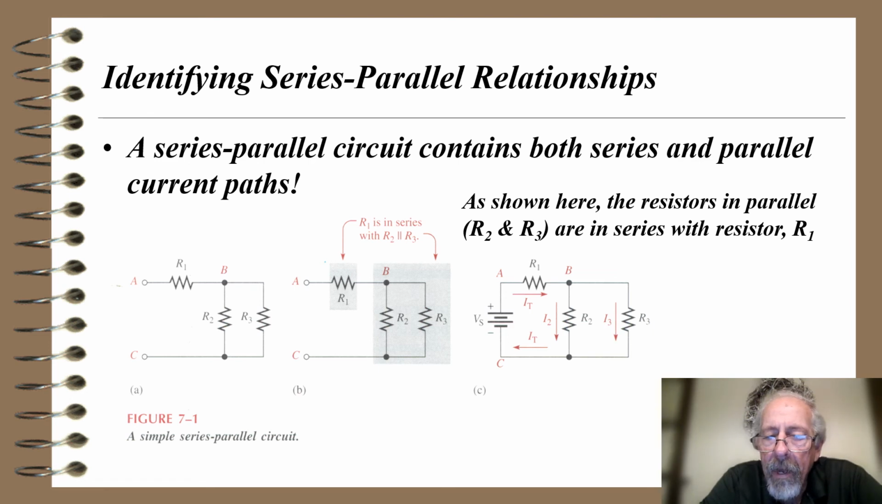It goes through R1. There'll be a voltage drop across R1. Then at node B, the current splits up. I2 goes through R2. I3 goes through R3. Then at the bottom there, I2 and I3 add together to form I total. So I total is equal to I2 plus I3.